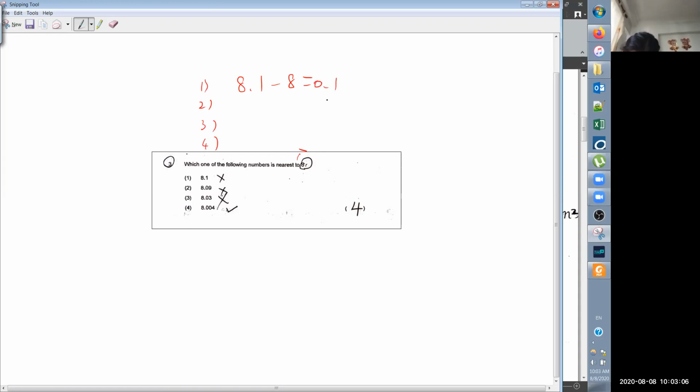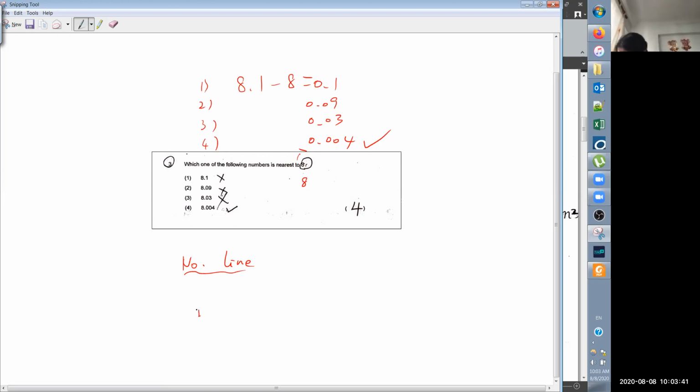So over here is 0.1, and over here is 0.09, over here is 0.03, and over here is 0.004. It says nearest, okay? Nearest to 8. So let's assume that the question is 8, okay? So the nearest should be this, right? Because what they are testing you here is, they ask you to draw a number line. So how do you draw a number line? So let me just introduce this concept to you.